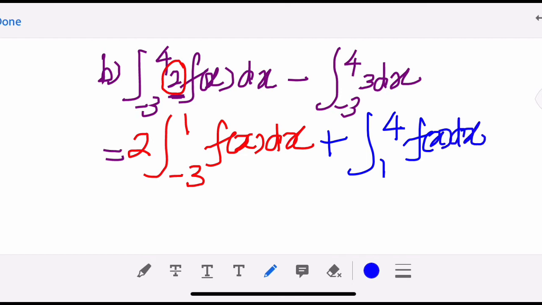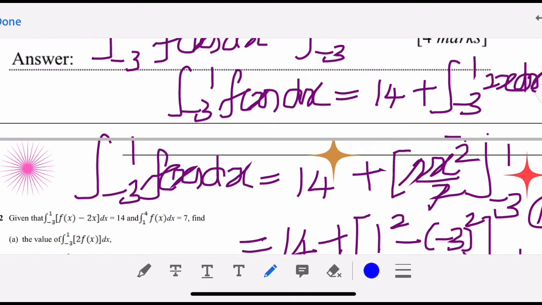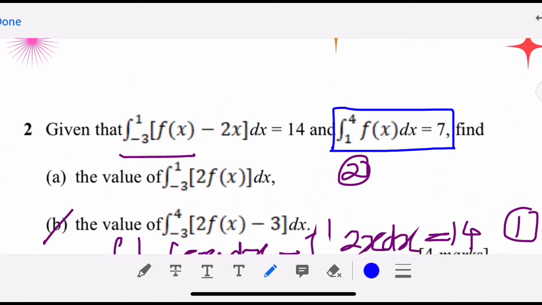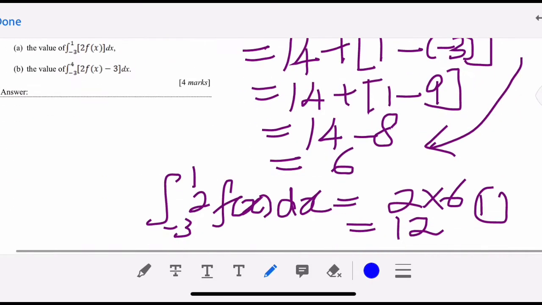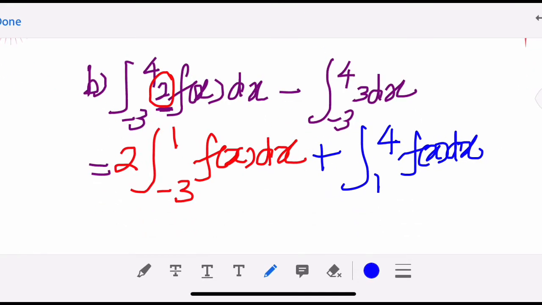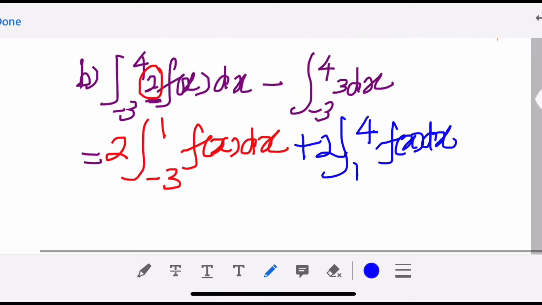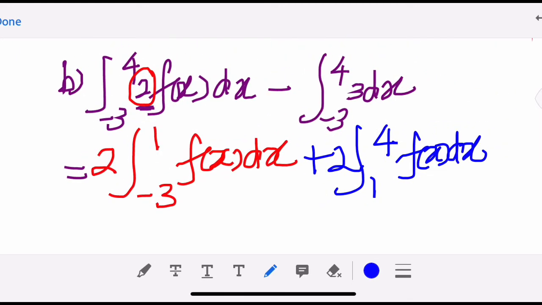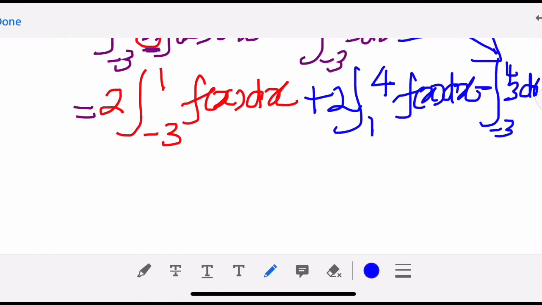Okay, so since we are taking out the 2, according to the question here, they give you only 1 time, so we can times 2, right? It becomes 14. So I can make it double. All right, you can always times 2, the value will be double. Why do I need to do so? You will wonder why. Because I want to join the limit. Okay, minus this thing still there, negative 3 to 4, 3 dx still there.